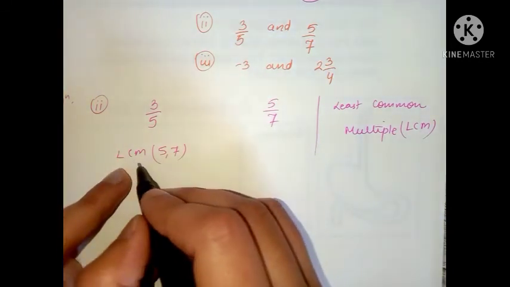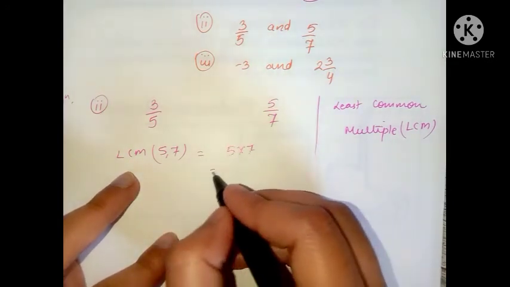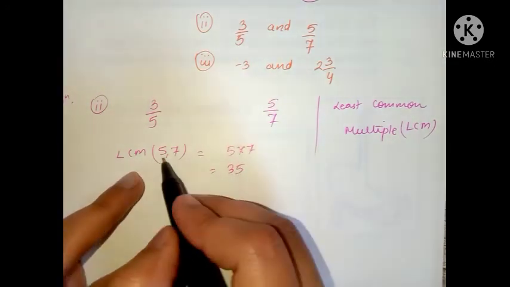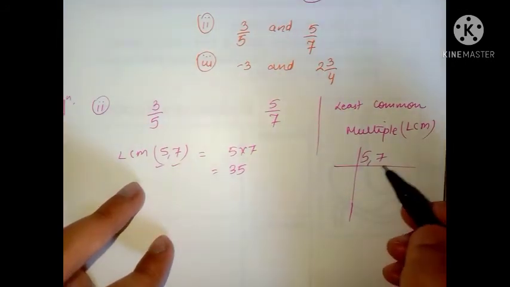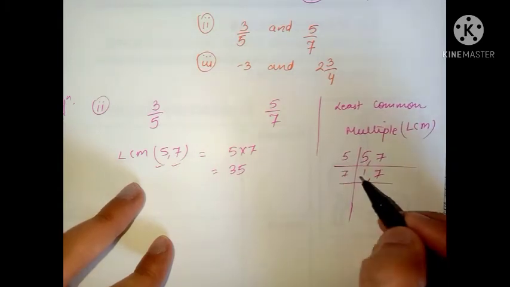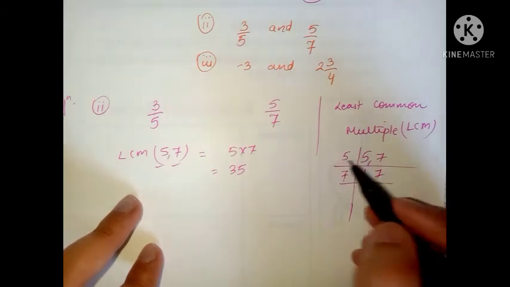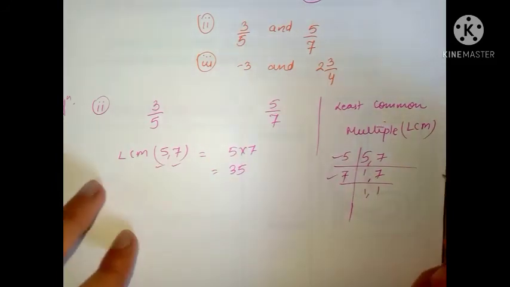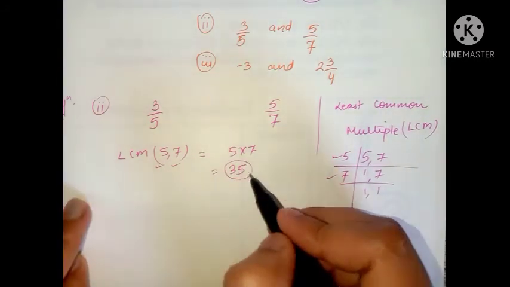Okay, so the LCM of 5 and 7 will be simply 5 into 7, which is 35. Why? Because 5 and 7 both are prime numbers. Or you can recall your knowledge by doing this. Simply 5 ones are 5, 7 remains same, and then 7 ones are 7. This is how we used to do the LCM. As these are prime numbers, they will be cross multiplied with each other. That's it. So now the LCM has come out as 35.